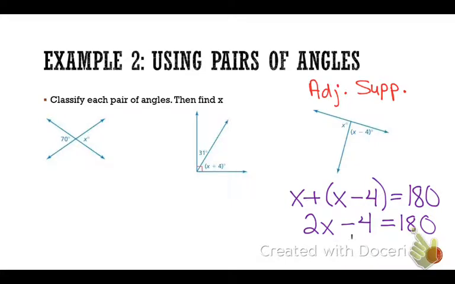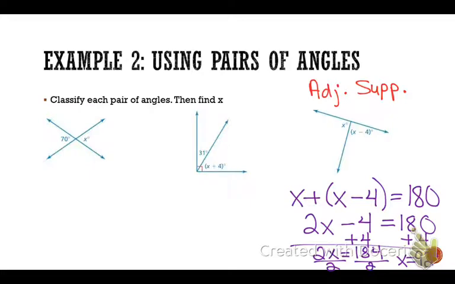All right, so let's add 4 and add 4. 2x equals 184. Divide by 2. So what does x equal? 92 degrees. X equals 92 degrees. All right, did you guys get 92? Lucas, did you get 92?